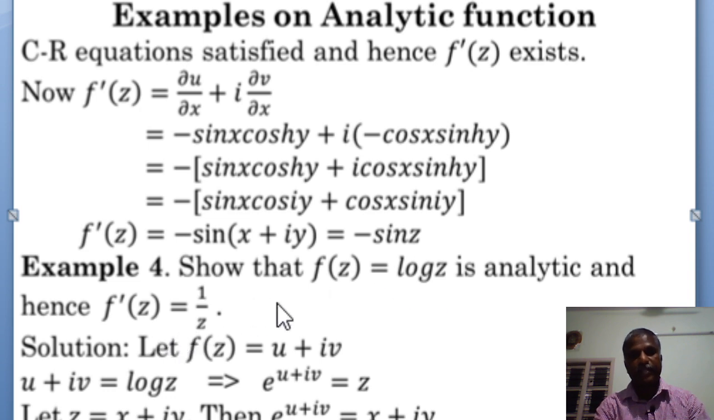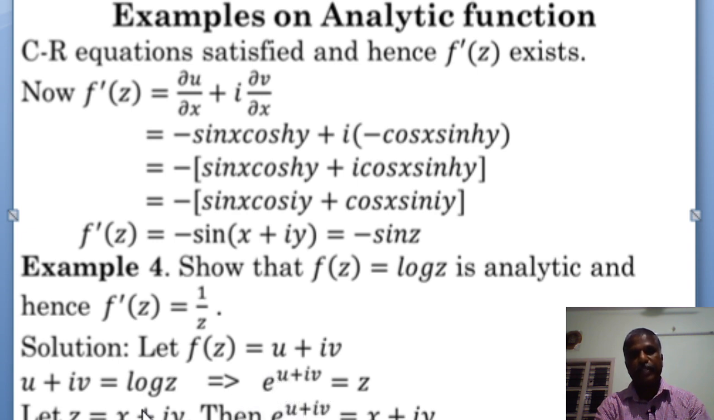Similarly, we can show that in example 4, f(z) = log z is analytic, and hence we find the derivative of log z is 1/z. So here also we have to find the real and imaginary parts first. Let f(z) = u + iv. So this f(z) is log z. On changing this log into exponential form, we write e^(u+iv) = z. This is log z to the base e. So z = e^(u+iv).